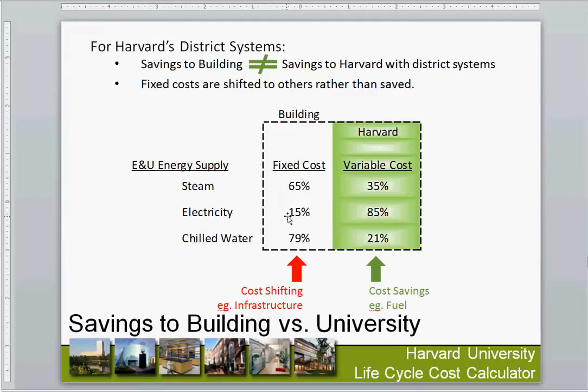We're going to shift these costs. If everyone stopped using so much energy, we would still have to pay for this fixed cost. The variable costs, however, which are mostly fuel or supply, do get saved. Both the building and the university save this money. So if we're looking at steam savings to the university, we're really only looking at 35% of that total rate.